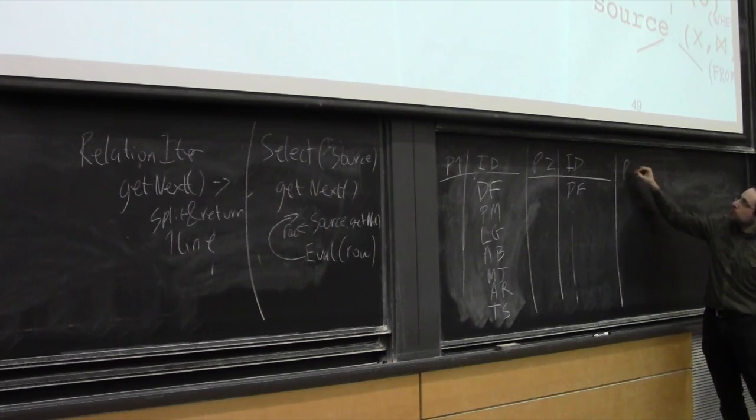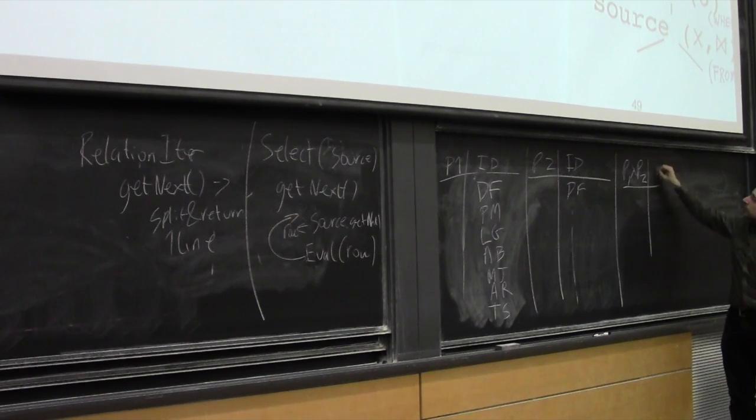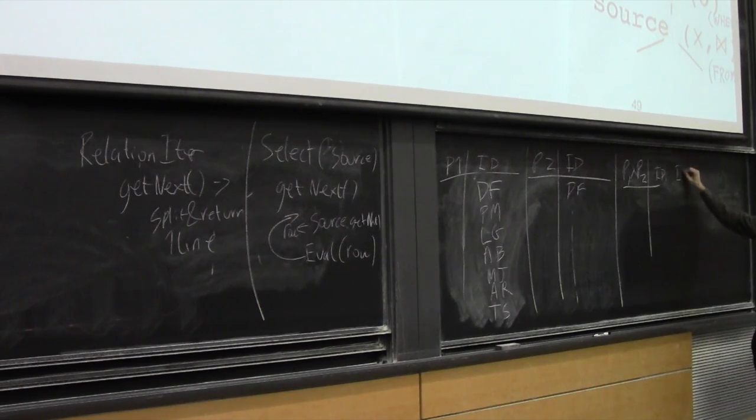All right, what is P1 cross P2 going to look like? A list of all possible pairs. What's the first row going to look like? DF, DF. Depends on which one is on the inside of the nested loop, but either DF, PM or PM, DF. Let's say PM, DF, LG, DF, and so forth. I'm not going to write everything else out.